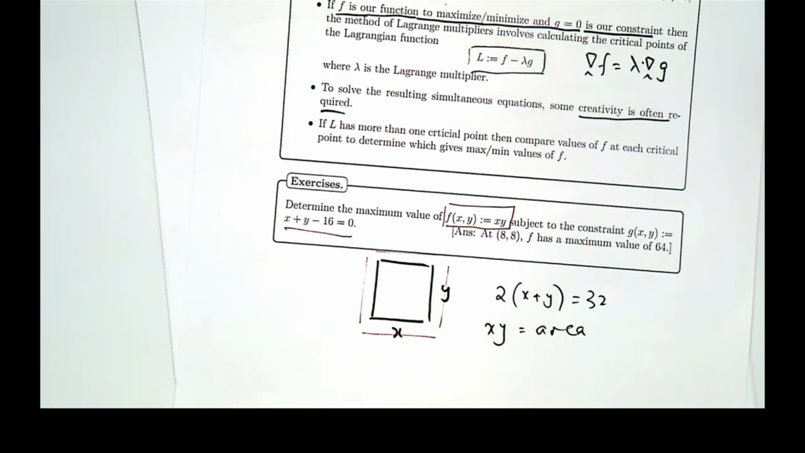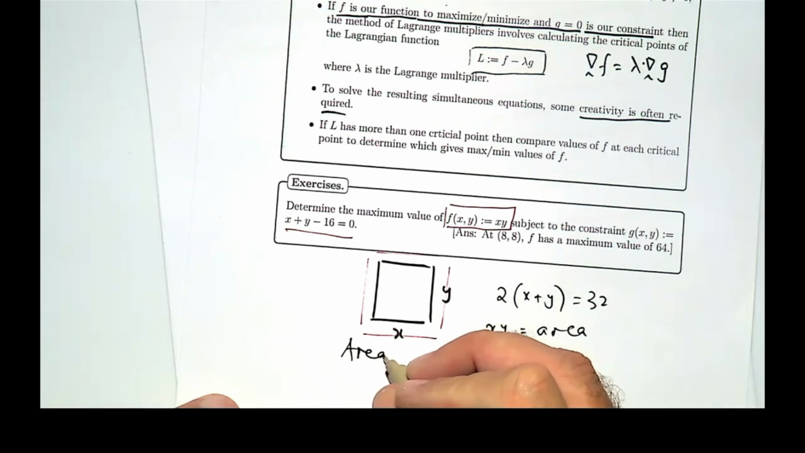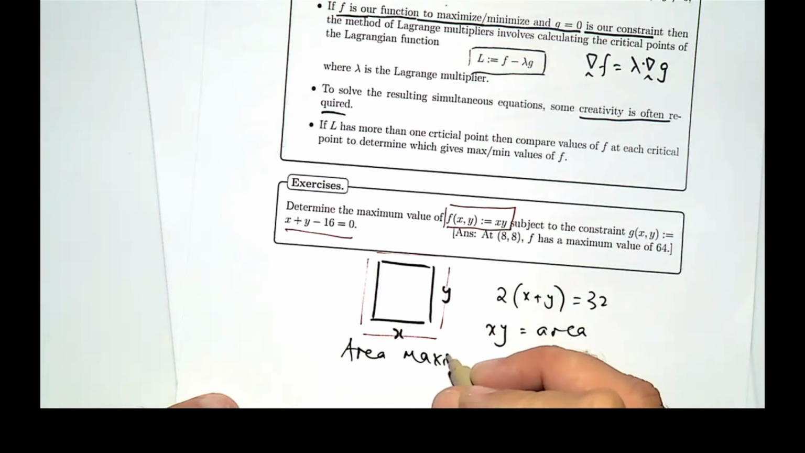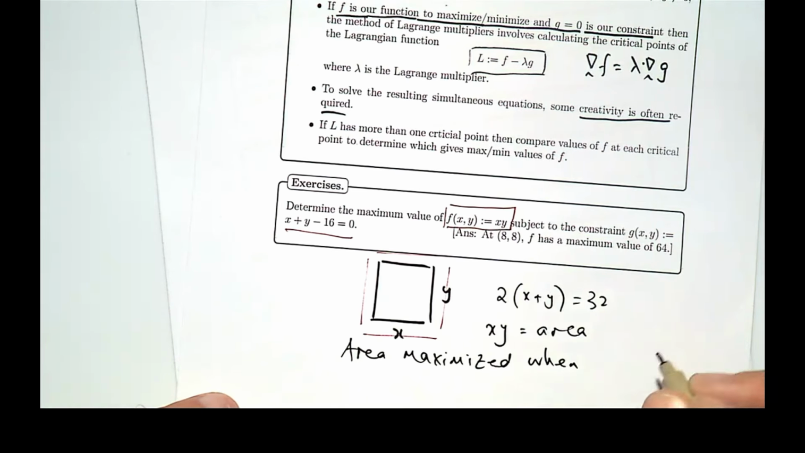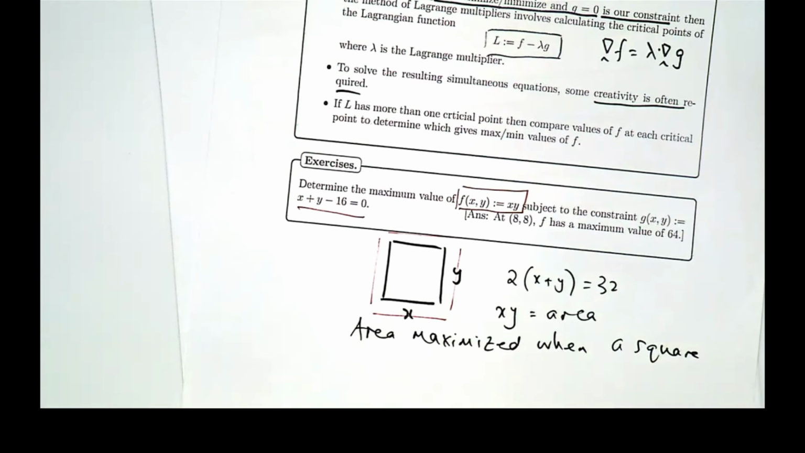So x and y got to be equal, and their sum has to be 16. So, of course, x is going to be 8.